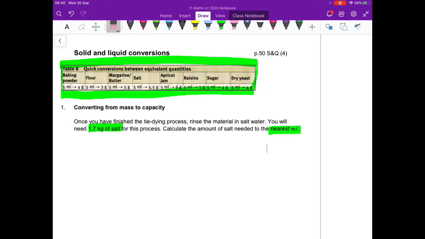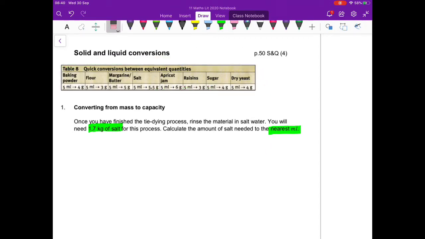So we go to the table and we are now going to look for salt. Here is my salt conversion and it's milliliters to grams. That is my fact and I write it down exactly like that: 5 milliliters to 5,5 grams. So I set up my equation.